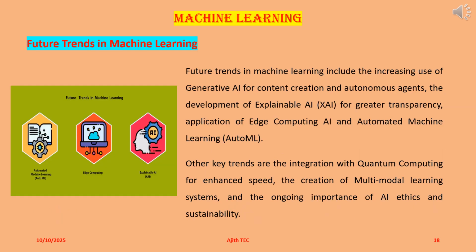Future trends in machine learning. Future trends in machine learning include the increasing use of generative AI for content creation and autonomous agents, the development of explainable AI, XAI, for greater transparency, application of edge computing AI and automated machine learning, AutoML. Other key trends are the integration with quantum computing for enhanced speed, the creation of multimodal learning systems, and the ongoing importance of AI ethics and sustainability.